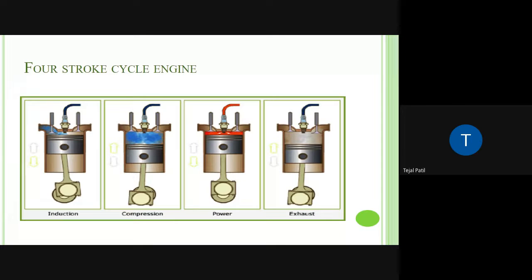Did you understand this? No, ma'am. Ma'am, can you tell the summary? I didn't understand the differences, only the differences of petrol and diesel engine.